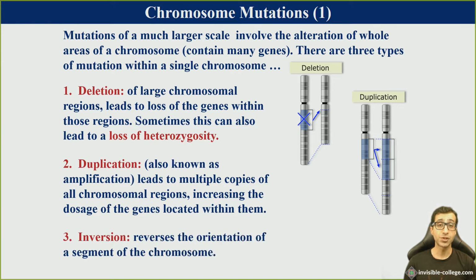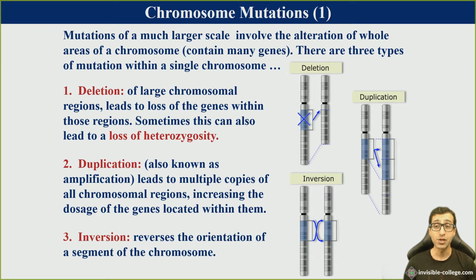There's also inversions, and these can reverse the orientation of a segment of the chromosome, and of course this can have the obvious large effects on the phenotypes of that organism.